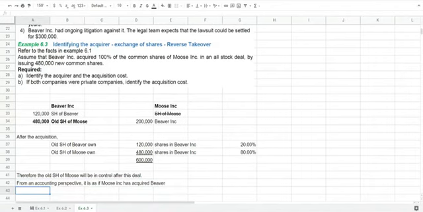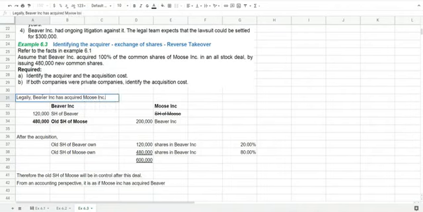Look, legally, Beaver Inc. has acquired Moose. There is a difference between the legal aspect of it. So you guys probably remember from intermediate two the discussion around redeemable preferred shares. The company issues redeemable preferred shares. The legal form of the preferred shares is that they are equity, but from an accounting substance over form, the accounting treatment of those redeemable preferred shares is what? Does anyone remember?